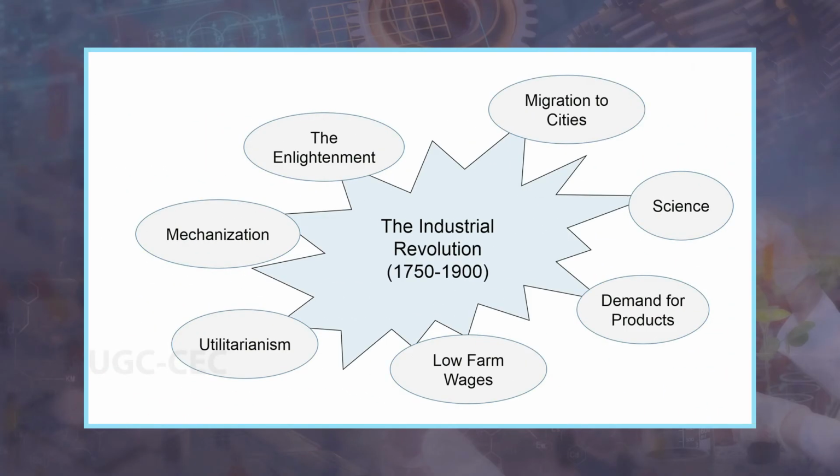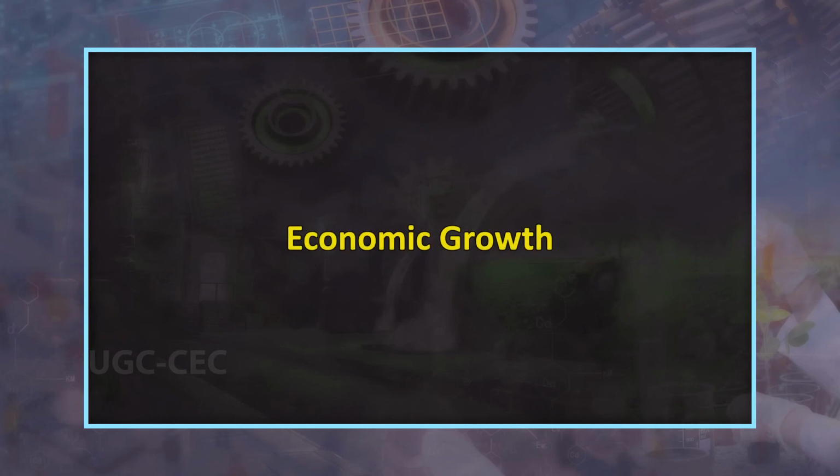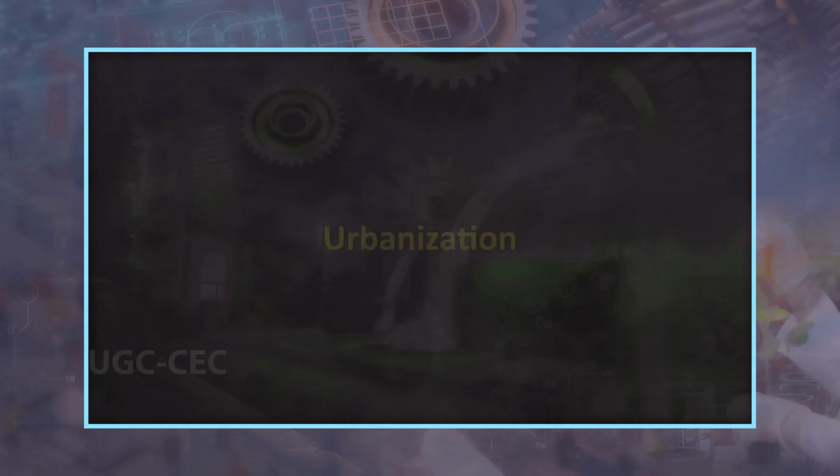Some of the consequences of the Industrial Revolution are: the Industrial Revolution, which began in the late 18th century and continued into the 19th and early 20th centuries, brought about profound change in society, economy and technology. Its consequences were far-reaching. The first consequence of the Industrial Revolution is economic growth. There was a significant increase in productivity and economic growth.